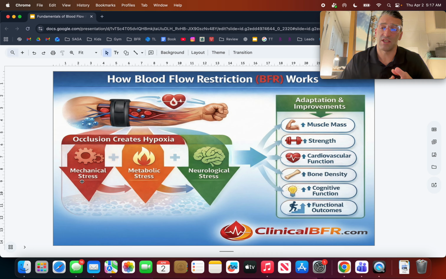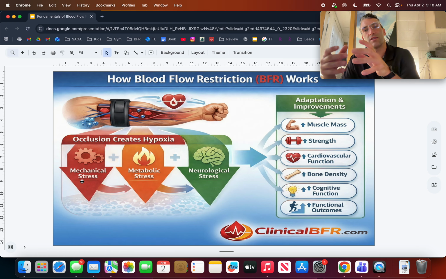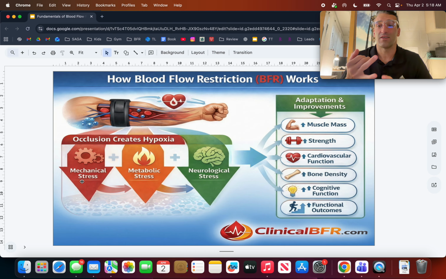And the neurological stress, well, that comes from group 3 and group 4 afferents, which are nerve fibers that are stimulated through mechanical and metabolic stress. So when those stresses are detected, they report back to the CNS, which increases type 2 muscle fiber recruitment. These three things, hypoxia, mechanical, and metabolic, stimulate the neurological stress. Adaptations include mass, strength, cardiovascular function, bone mineral density, with impact on bone metabolism, cognitive function, and then of course functional outcomes. At the end of the day, people are going to move better.